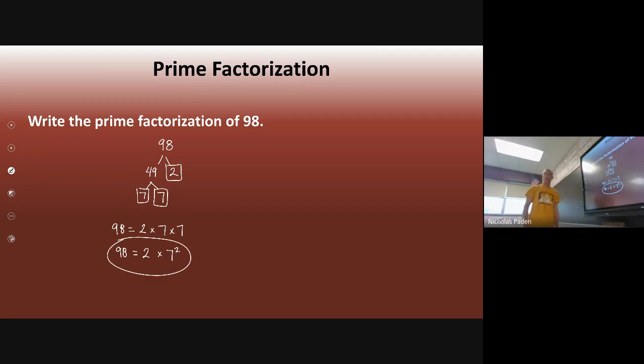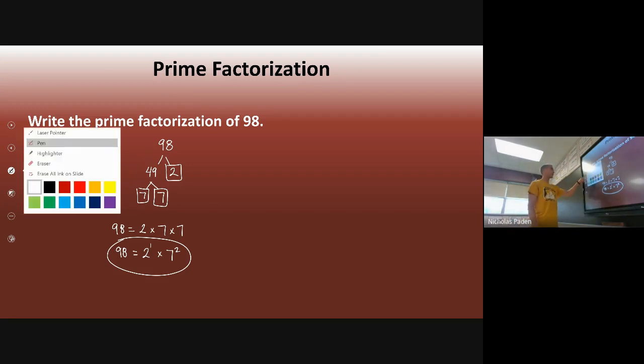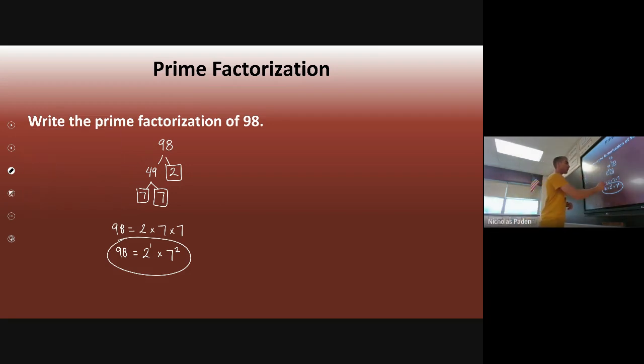One thing that you can do is you can write this as 2 to the first power. If there is just one number, you can write that with a 1 as your exponent. That is not incorrect. But if the exponent is 1, you will never see it written there. You'll just see it by itself. So 2 to the first power is the same thing as just 2.